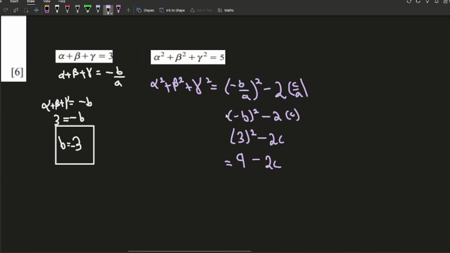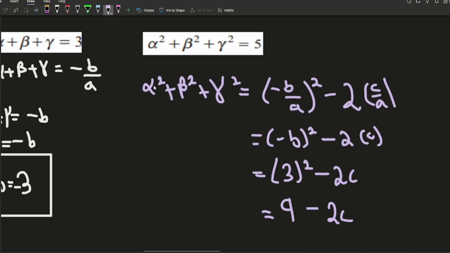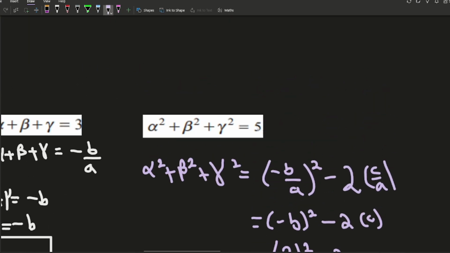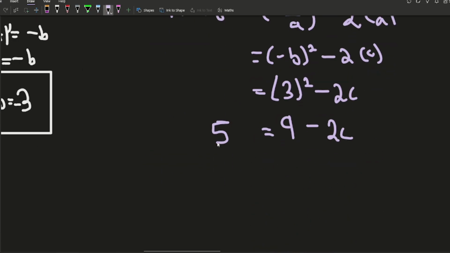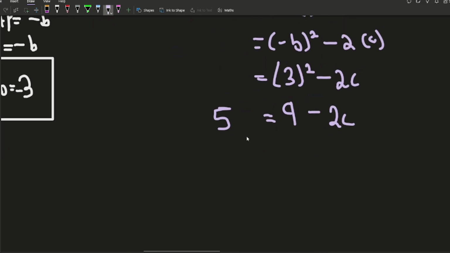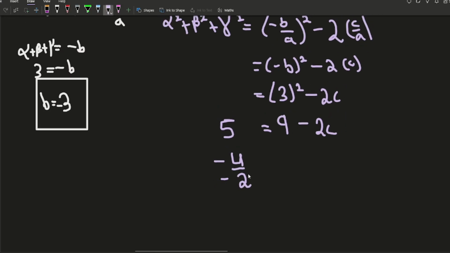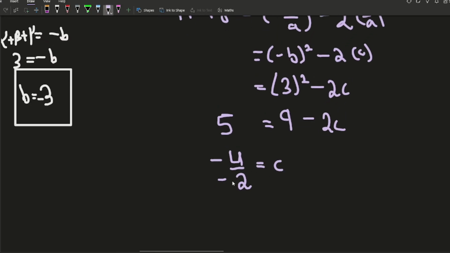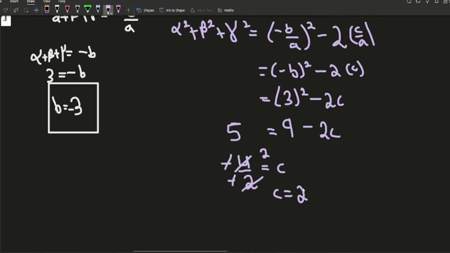Okay, now we are also given that alpha squared plus beta squared plus gamma squared is equals to 5, right? So let's put that here in place of this sum of squares of roots. So now let's make c the subject. So this will be minus 4 when 9 goes there, and this will be minus 2, which will be equals to c. Minus minus gets cancelled, 2 gets cancelled with 4. So c is equals to 2.